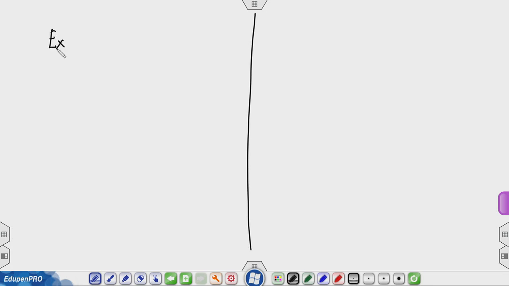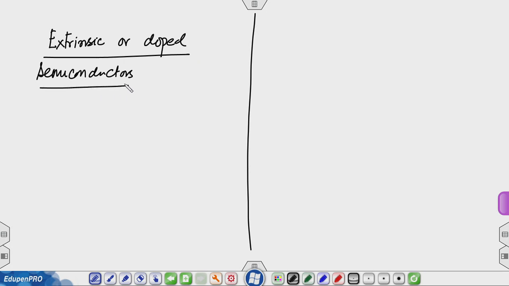So, today's topic is extrinsic or doped semiconductors. The whole idea of semiconductors is that by doping you can control the number of charge carriers, the conducting carriers of electricity and their type, and that is what makes semiconductors very useful.